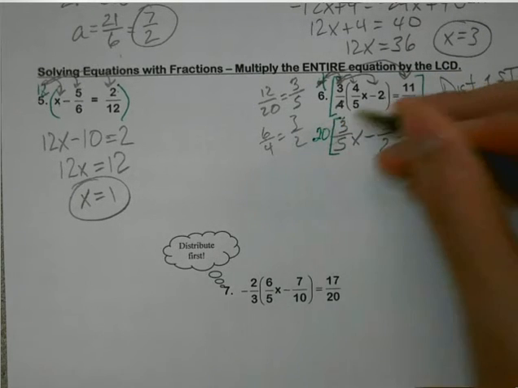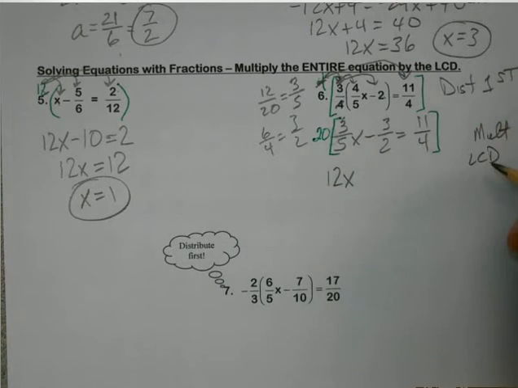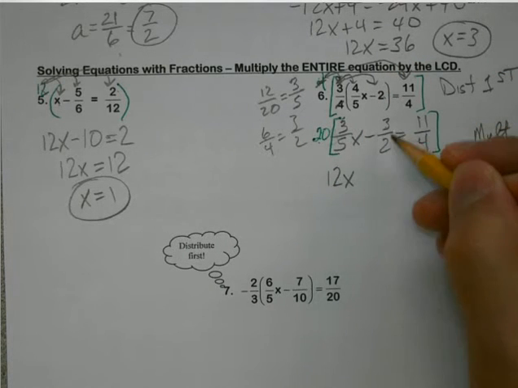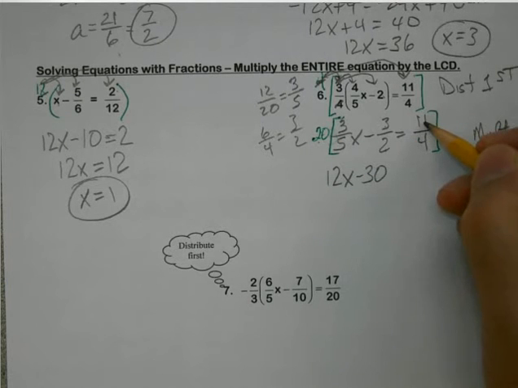20 times 3 is 60. Divided by 5 is 12. 20 times 3 again is 60. Divided by 2 is 30. Oh boy, 20 times 11 is 220. Divided by 4 is 55.